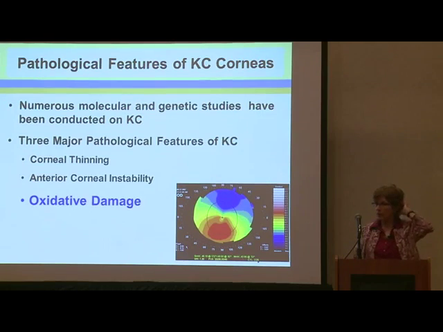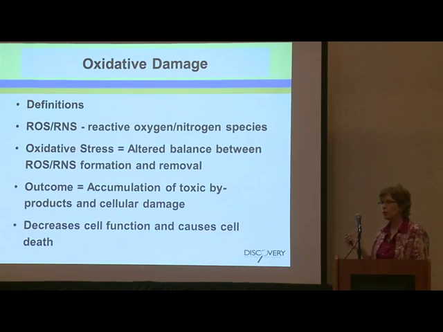The third aspect that I'm going to talk about has to do with oxidative damage. And the first thing I'm going to do is give you some definitions. Reactive oxygen species and reactive nitrogen species we refer to as ROS or RNS. Oxidative stress is when you have an altered balance between how much ROS you're producing and how much you remove. ROS is the same thing as free radicals. Hydrogen peroxides, superoxides, things like that, those are free radicals. Those fall under the category of the reactive oxygen species.